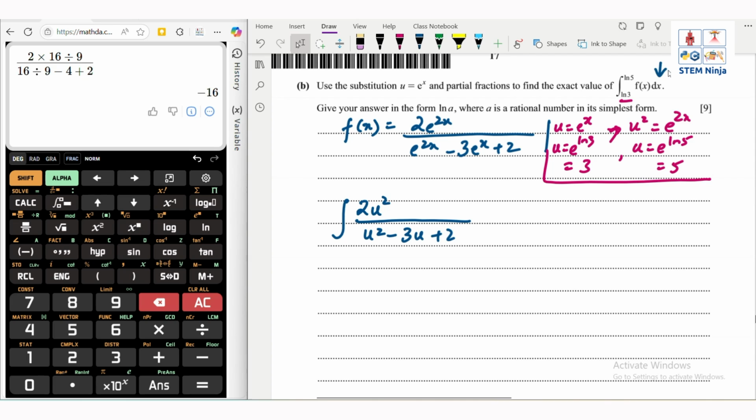Now, sorry, I forgot one thing. We have dx also. So du over dx is also e raised to the power x, which is u, so dx would be du over u. So this would become 1 over u du. So this will essentially cancel out with this over here.